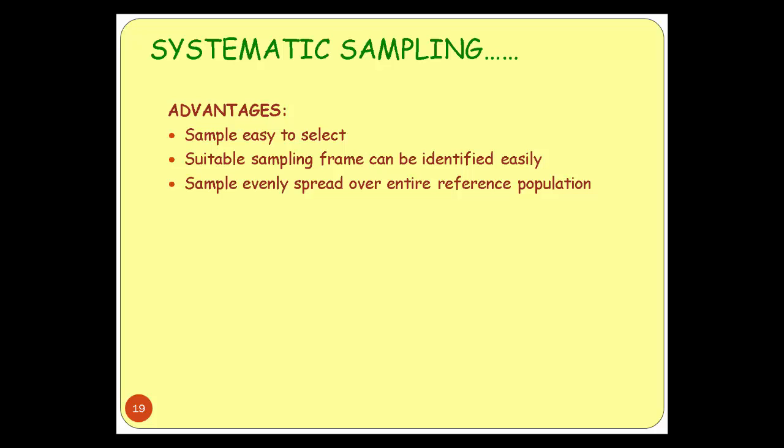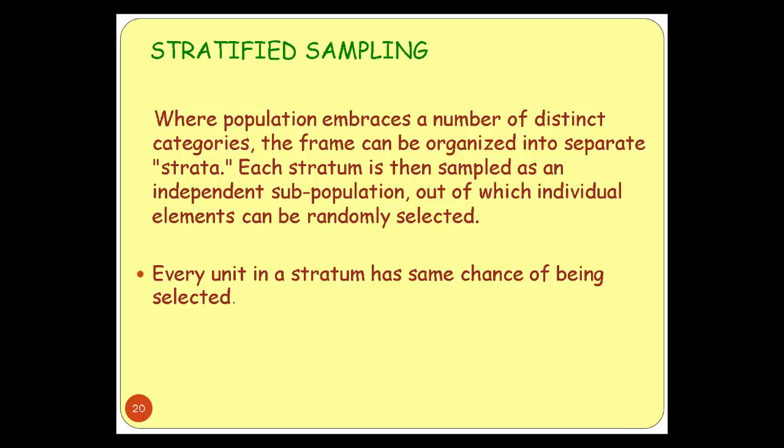Systematic sampling has several advantages. The sample is easy to select, a suitable sampling frame can be identified easily, and the sample is evenly spread over the entire reference population. The sample may be biased, however, so this is a disadvantage if hidden periodicity in the population coincides with that of selection, and it also may be difficult to assess the precision of estimates from one survey.